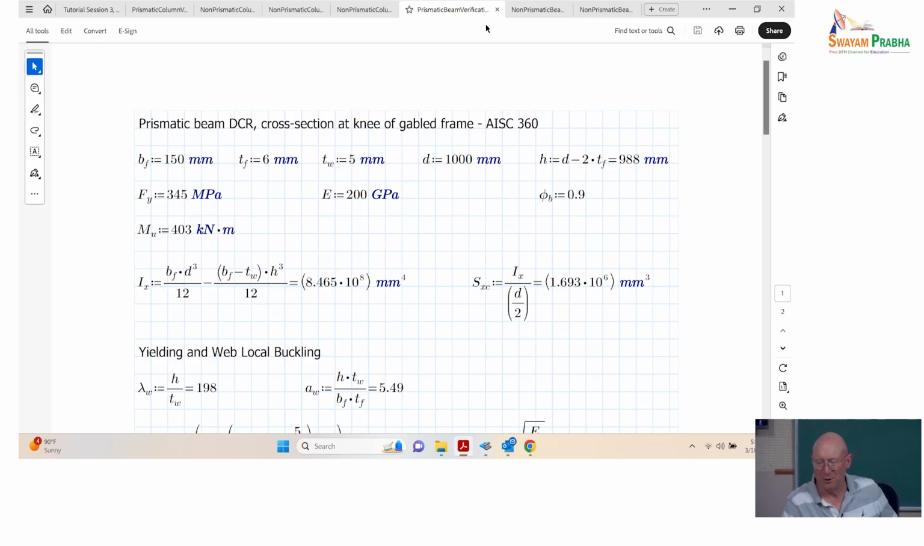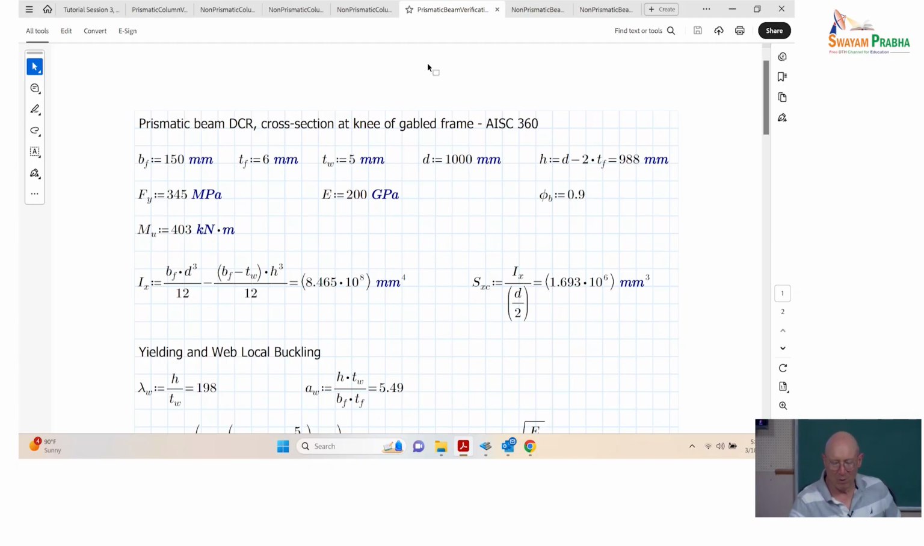I think I actually put in one non-prismatic beam. Oh, that's non-prismatic. This is prismatic. So yeah, prismatic, clearly, the maximum moment is at the top. It's the same section throughout. The top cross-section has the biggest cross-section demand, right?